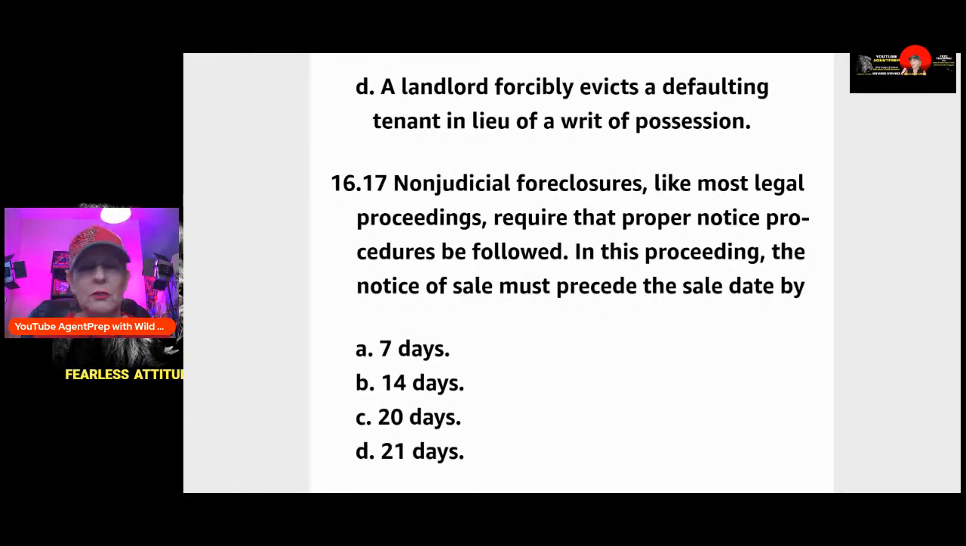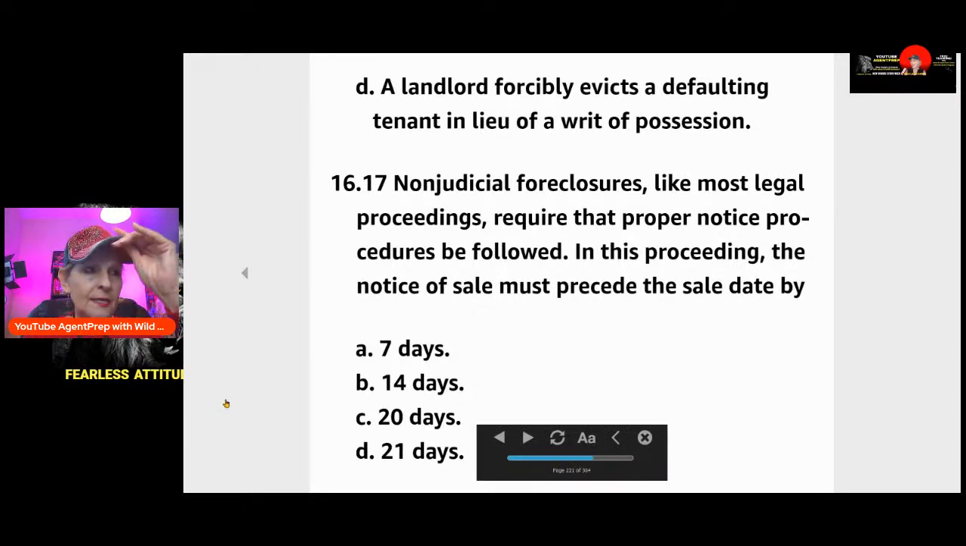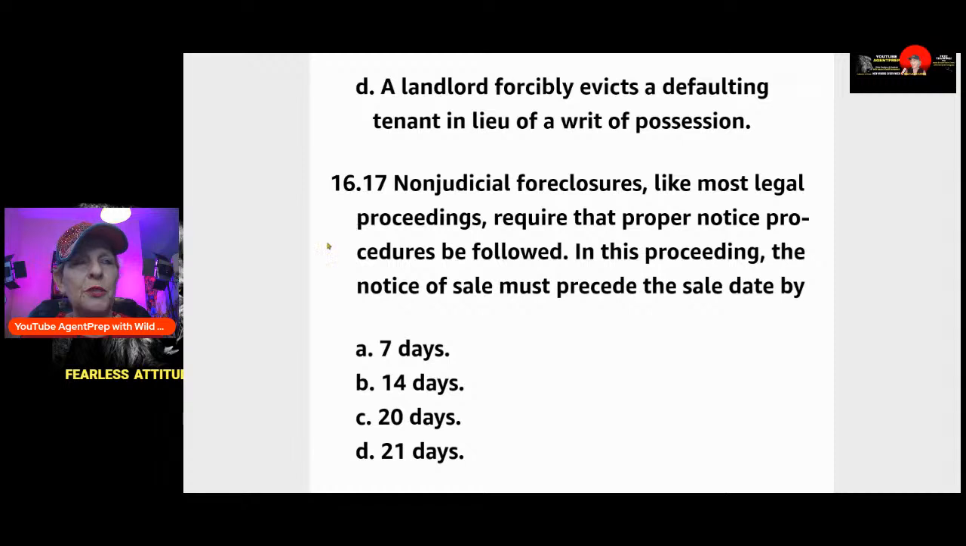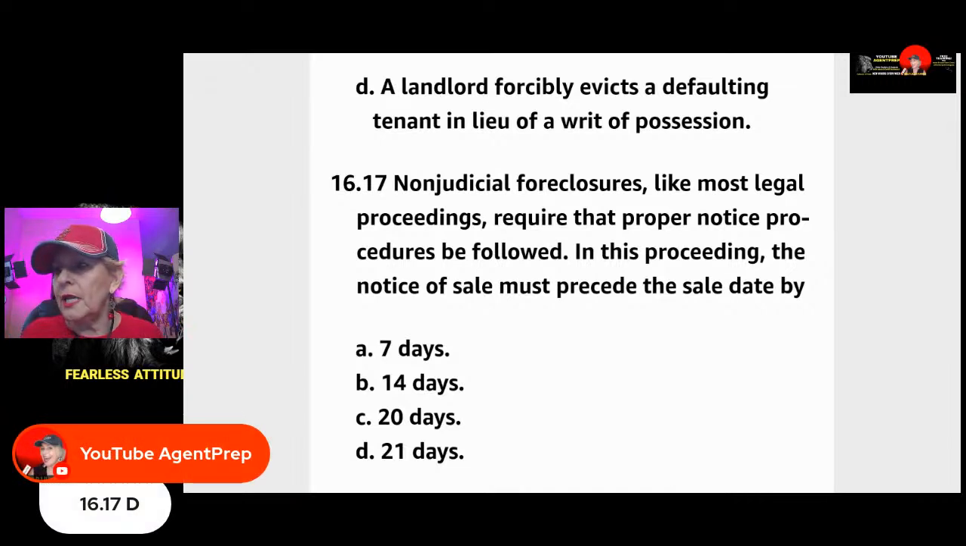We are a non-judicial foreclosure state because our mortgages are called deeds of trust. No, it is not 7 days, VB. Victory baby or Victor boy, the answer is D. 21 days in Texas, okay, and a non-judicial foreclosure, like most legal proceedings, requires proper notice procedures be followed. In this proceeding, the notice of sale must precede the sale date by 21 days. Okay, the notice of sale. So they already sent them a notice giving them an opportunity to cure it, and if they don't, they say, hey, after 21 days, we are starting a foreclosure process, which is legal per the state of Texas.